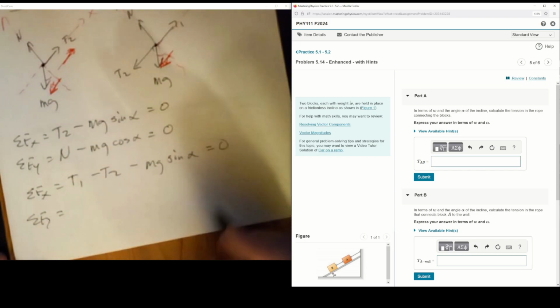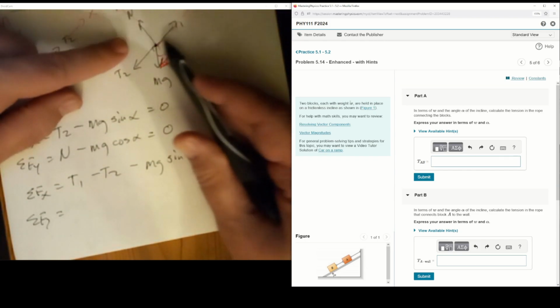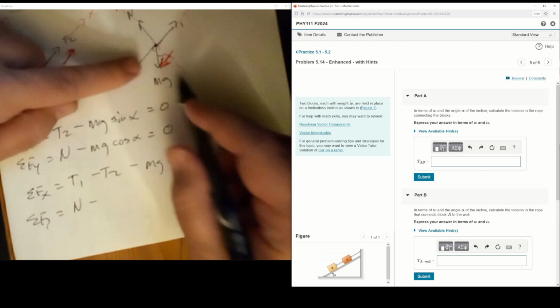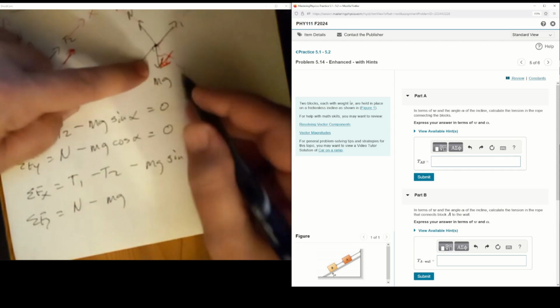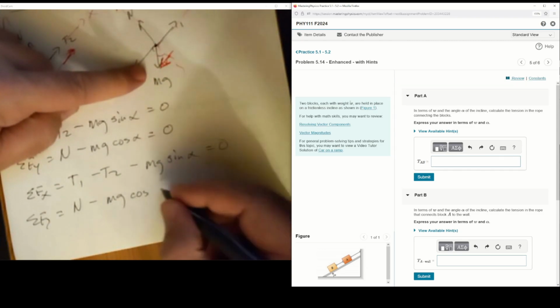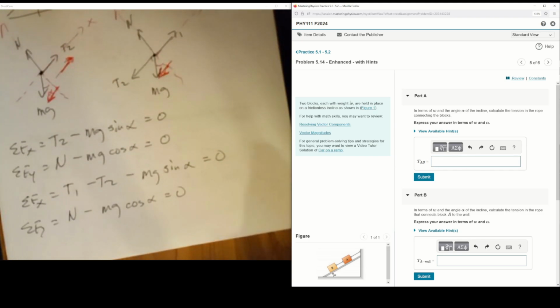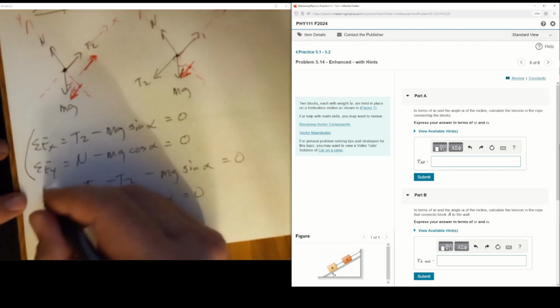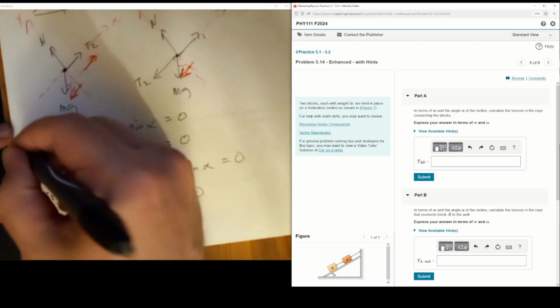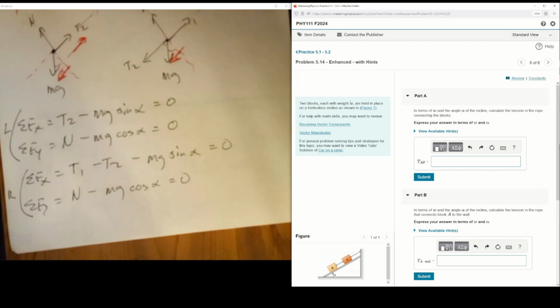And then some of the forces in the y direction for this block: normal force going up, the weight component going down, that component, the adjacent leg, is cosine. Again, it's not moving up or down the block, so that equals 0. So here's some of the forces for the block on the left. Here's the one for the block on the right. Our 4 equations then we got there from summing the forces.